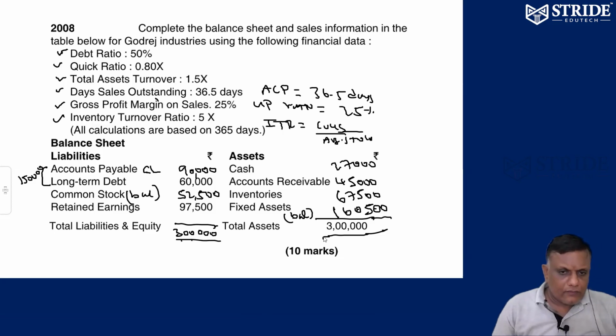Please check it out. So cash 27, 45, 67.5, so total is going to be 3 lakhs. Please check it out. So 3 lakhs minus 27,000 minus 45,000 minus 67,500 is going to be 160,500. That's the answer. Let's call fixed asset the balance figure.